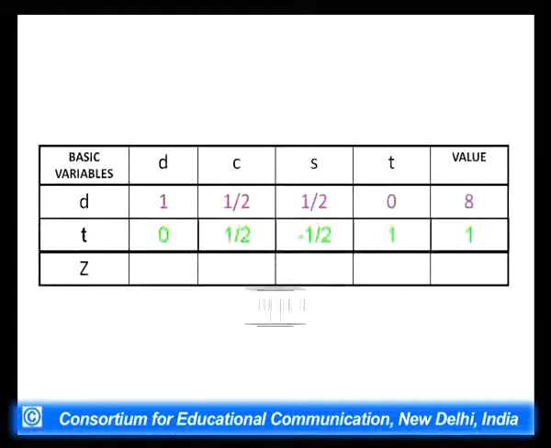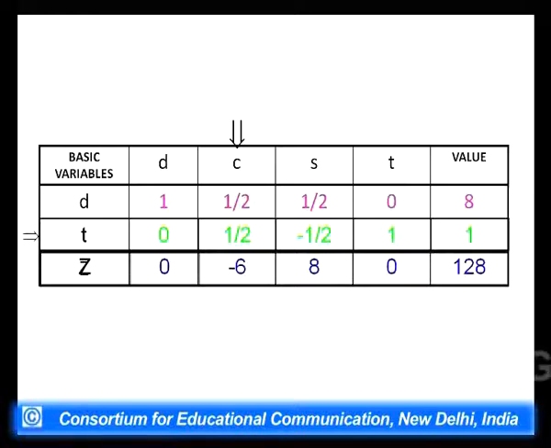So in the further, this was the table. The most negative value is -6. Of course, this is the only negative value, so we will pick this as the pivot column. So this is our pivot column under C, and then we will see how the pivot row is chosen.